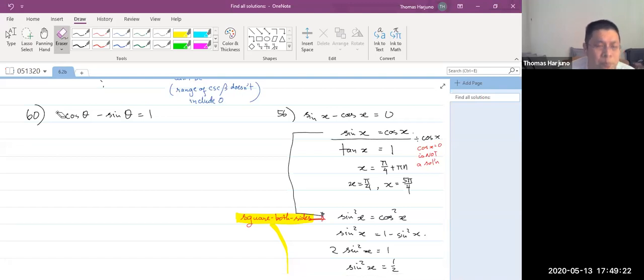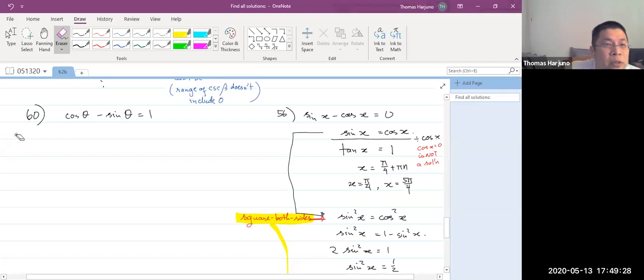Okay, now, what are those 2 methods? The first method is isolating. So this is method 1. Isolate one of the sine or cosine. In this case, let me isolate the cosine. And then I will square both sides. Okay, and then I square both sides.